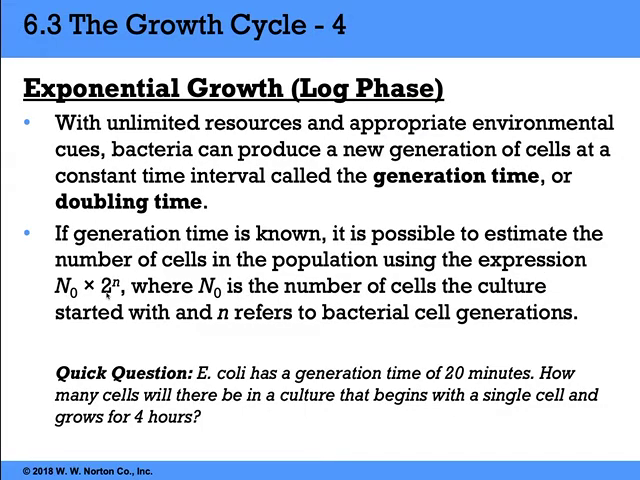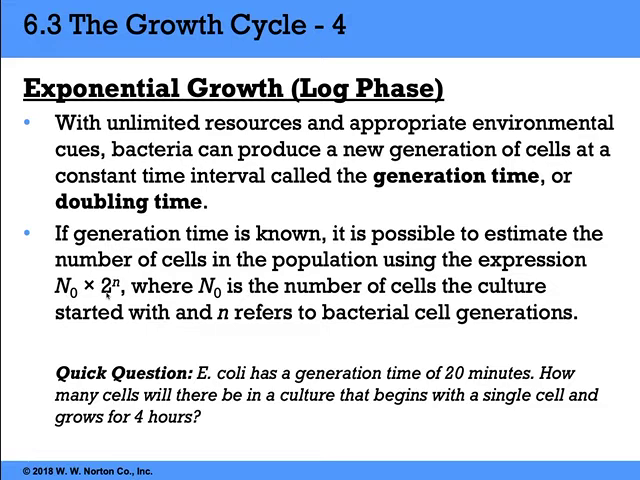With unlimited resources and the right environmental conditions, bacteria can generate a new generation of cells at a constant time interval known as the generation time, also called the doubling time, okay? If the generation time is known, it's possible to estimate the number of cells in the population using the expression n sub 0 times 2 to the n, where n sub 0 is the number of cells the culture started with, okay? So that would be your inoculum. And the little n refers to the number of generations that culture has undergone, okay?